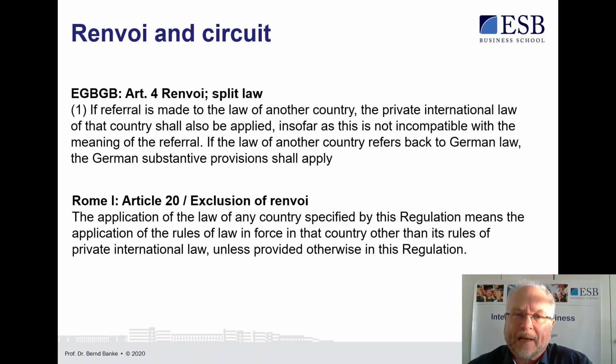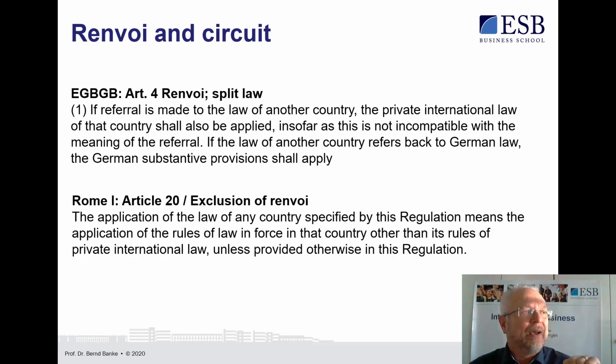He has the nationality of the United States, and in the United States, Michigan. So we would look at the United States, Michigan laws, and would find out, whoo, people living in Michigan and born in Michigan, they get a partial capacity to buy a car, to rent a flat when they're 16. But if we really call up the Michigan laws, as it says down there, the private international law of that country shall also be applied.